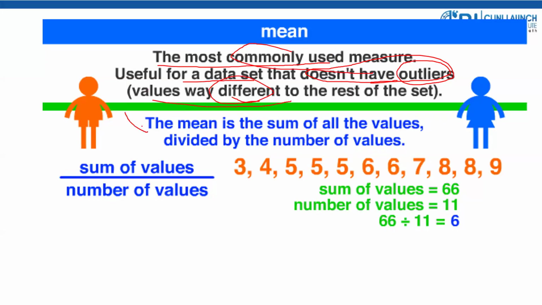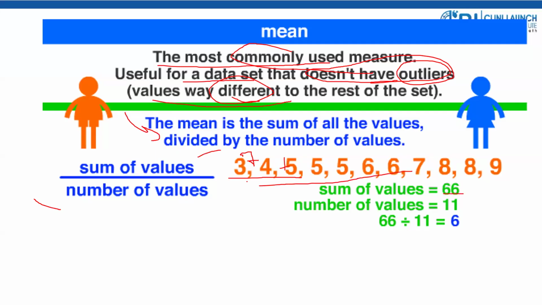So the mean is always the sum of the values divided by the number. Let us see here there is a data set: 3, 4, 5, all this. So count all this, 3 plus 4, 4 plus 5. You have to count everything. Do the sum of all the values, you will get 66.